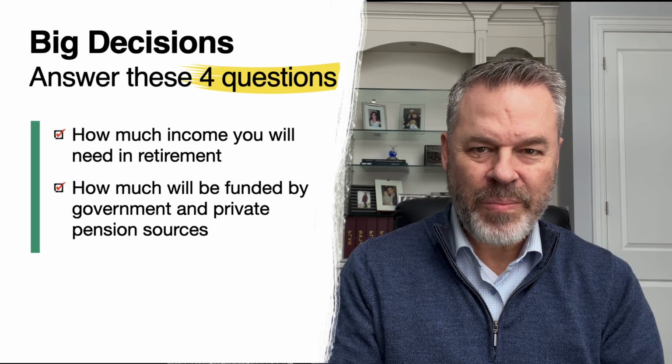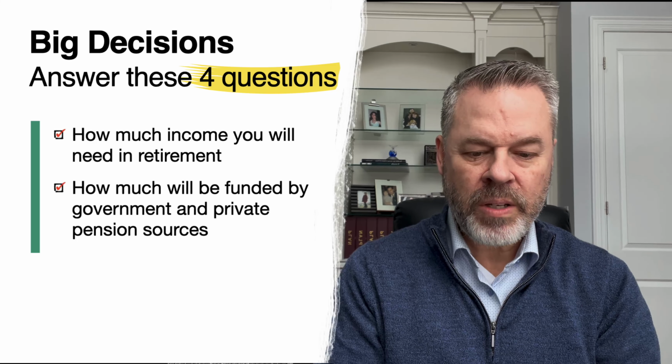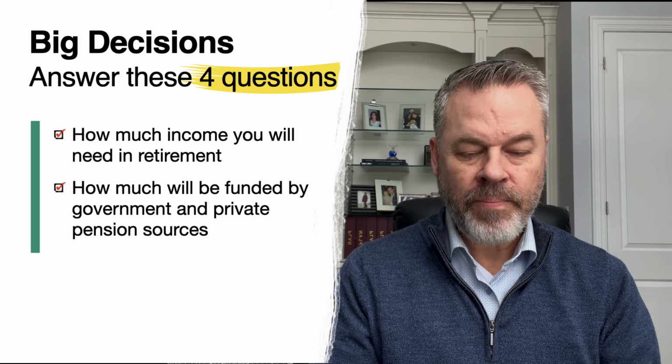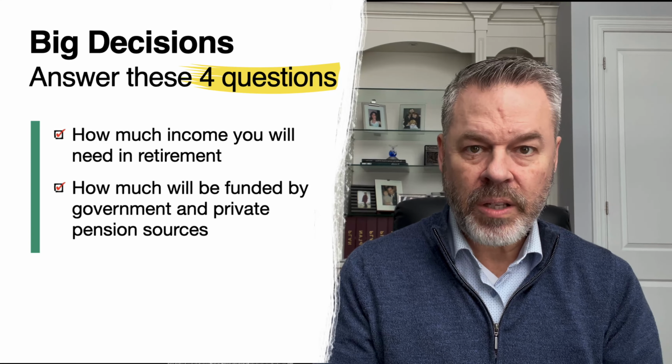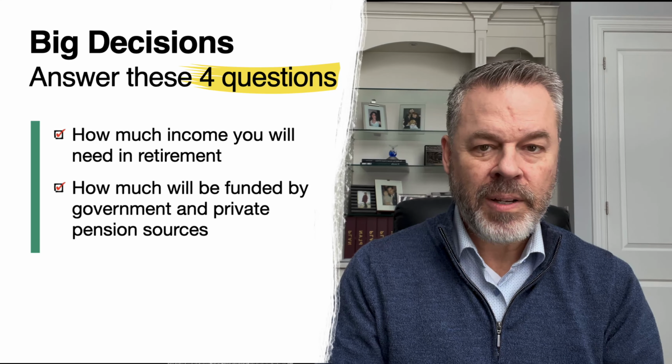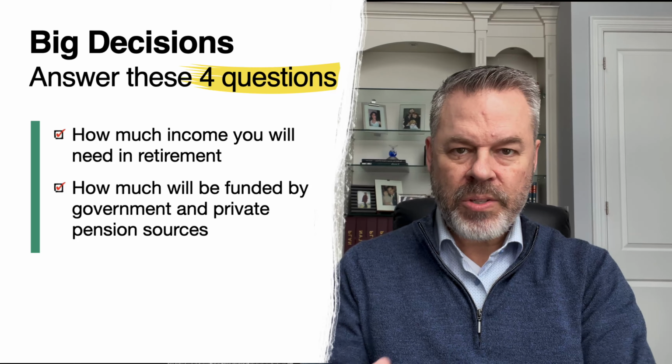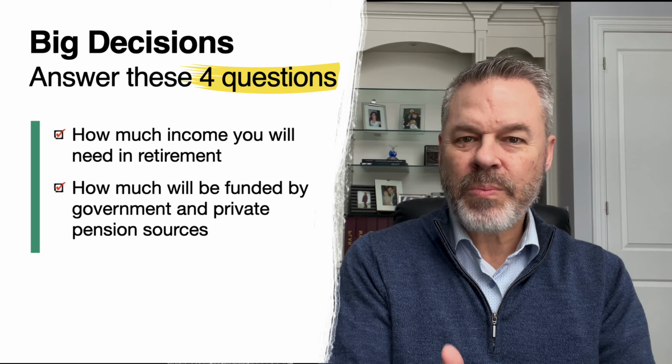So let's move on to number 2. How much will be funded by government benefits like CPP and Old Age Security, and maybe a private pension plan if you have a pension plan? So the first question is, how much do you need? The second question, where's the money coming from? So let's begin with the easy one.